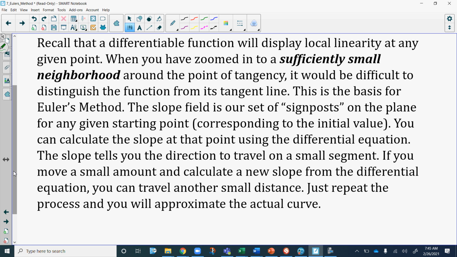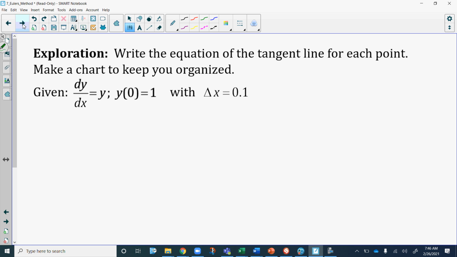Okay, so this is kind of what it is: the slope tells you the direction to travel on a small segment, and then you just repeat and repeat and repeat however many times you need to figure out what your solution is going to be.